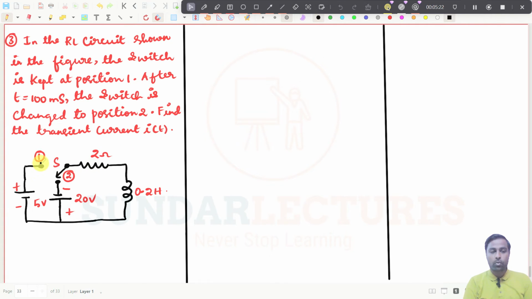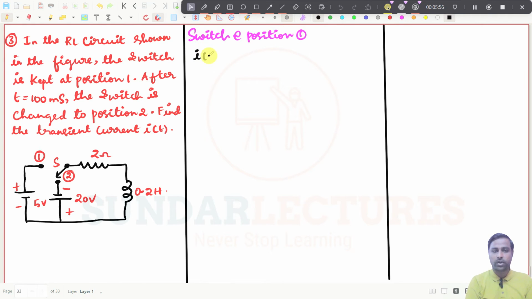At position number 1, it is not left for sufficient time for the circuit to reach steady state. It is connected to position number 1 and left for 100 milliseconds, and then it is changed to position number 2. It is very important to understand. So let me write it down: the switch at position 1, and that should be the initial condition.